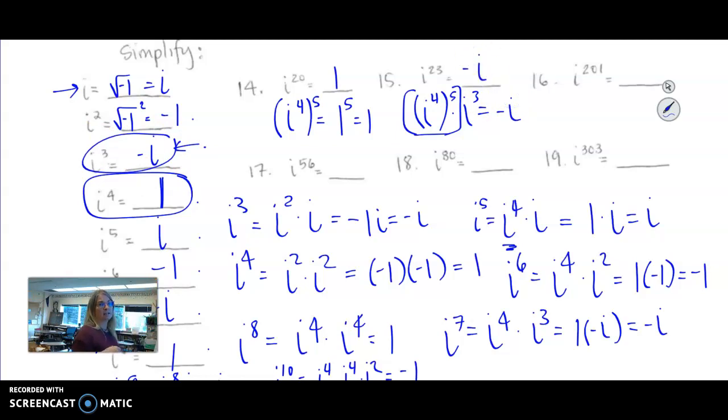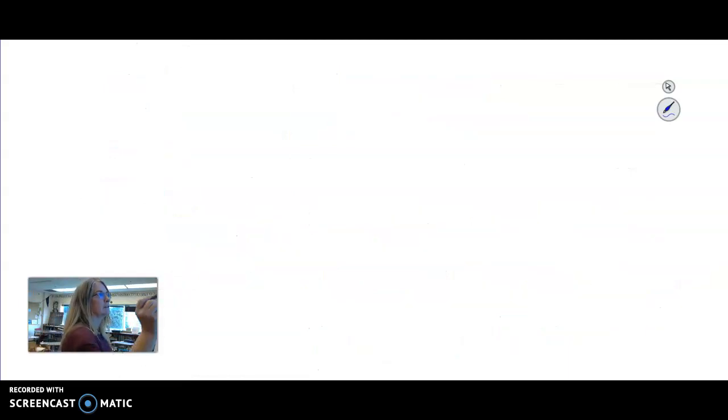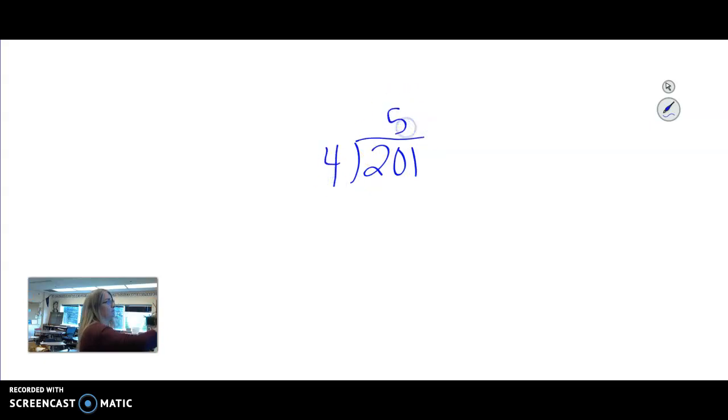And i to the 201st power. So think about how many times 4 goes in evenly to 201, and what is the remainder? So let's look at that. If I take 201 and divide by 4, I'm just going old school here. 4 times 5 is 20, and that's 0. So bring down the 1, and we're going to have a remainder of 1.